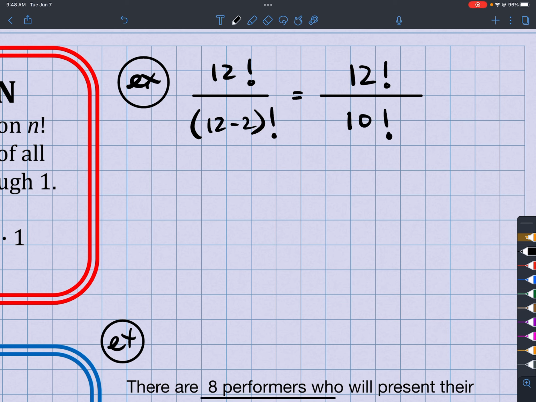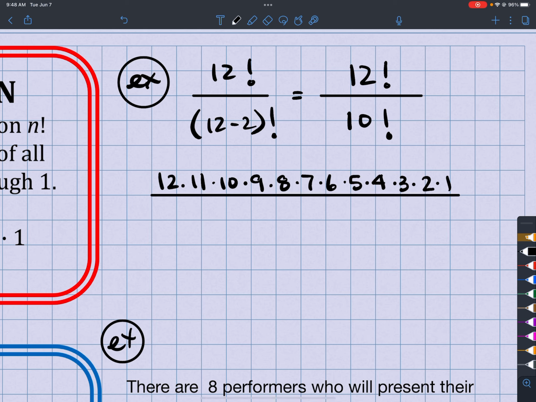All right. Well, what is 12 factorial? Well, 12 factorial is 12 times 11 times 10 times 9 times 8 times 7 times 6 times 5 times 4 times 3 times 2 times 1. Put that all over 10 factorial: 10 times 9 times 8 times 7 times 6 times 5 times 4 times 3 times 2 times 1.